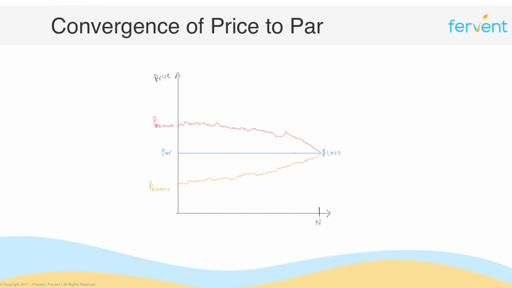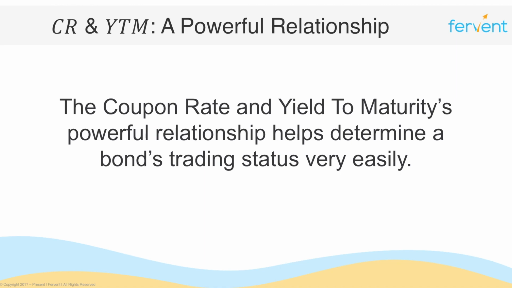Now, I want to conclude this video by teaching you about the incredibly powerful relationship that is shared between the coupon rate and the yield to maturity. Exploiting this powerful relationship allows us to determine a bond's trading status incredibly easily. Perhaps more importantly though, this relationship will actually become significantly more important much later on in the course when we look at estimating the yield to maturity from scratch. Now the relationship is this.